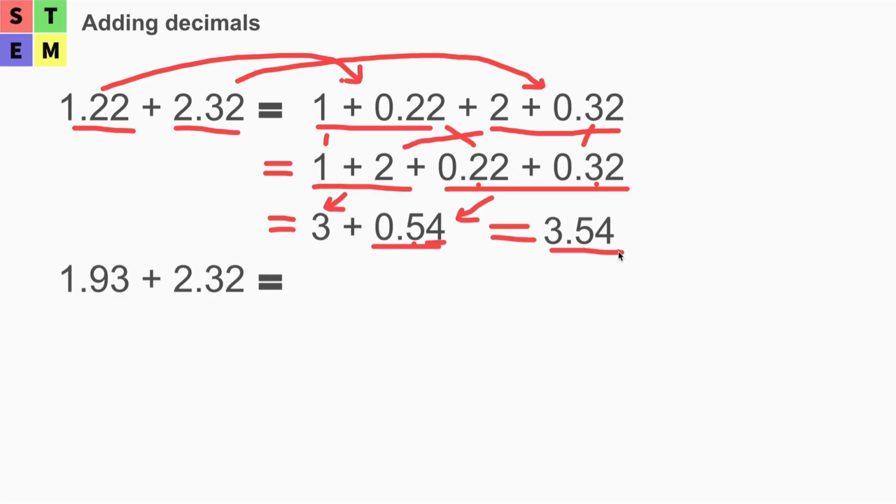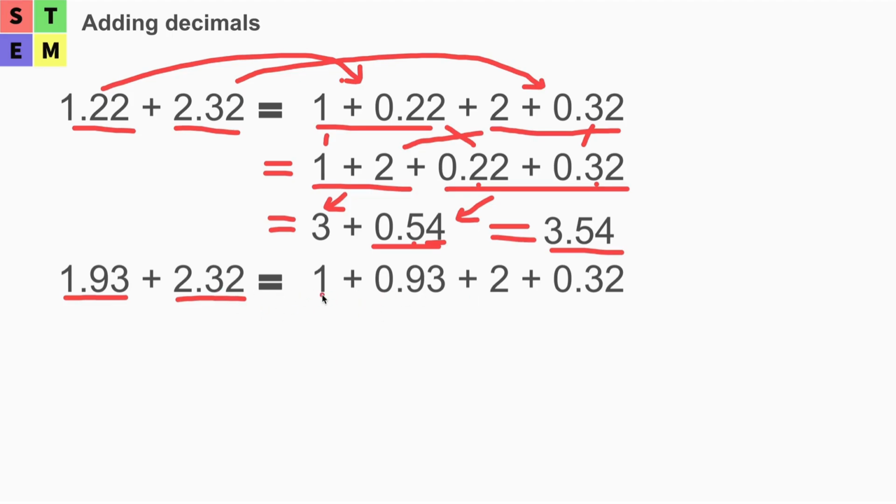And let's take a look at our next example. A bit more complicated than the previous one, of course. So now we have here 1.93 plus 2.32. Okay, 1.93 plus 2.32. So the first step, again, same as before, we move it to 1 plus 0.93 plus 2 plus 0.32.